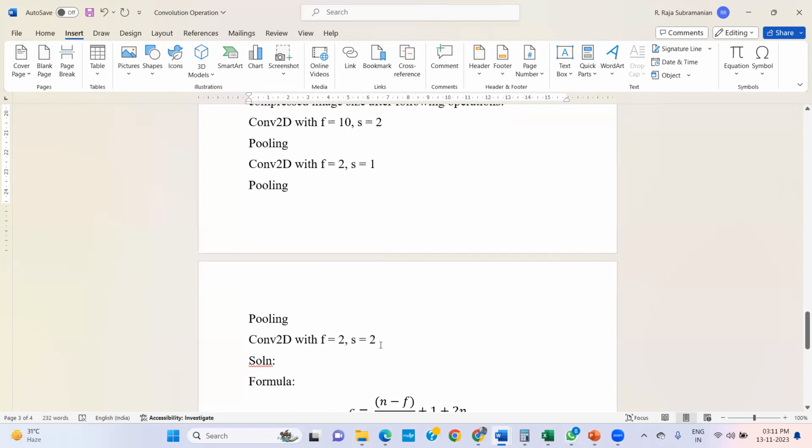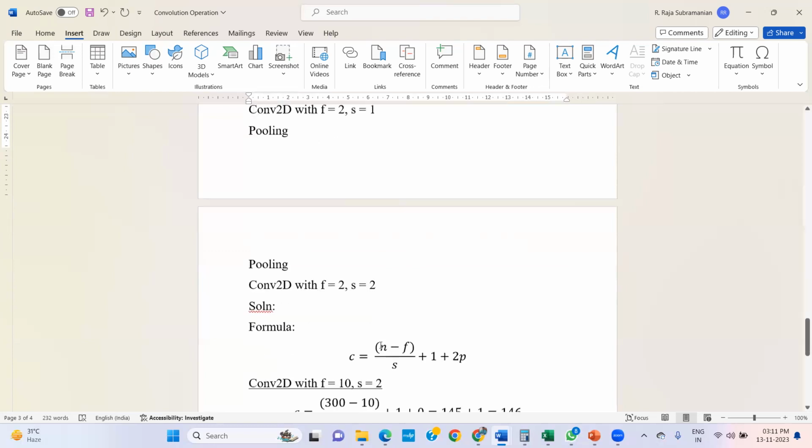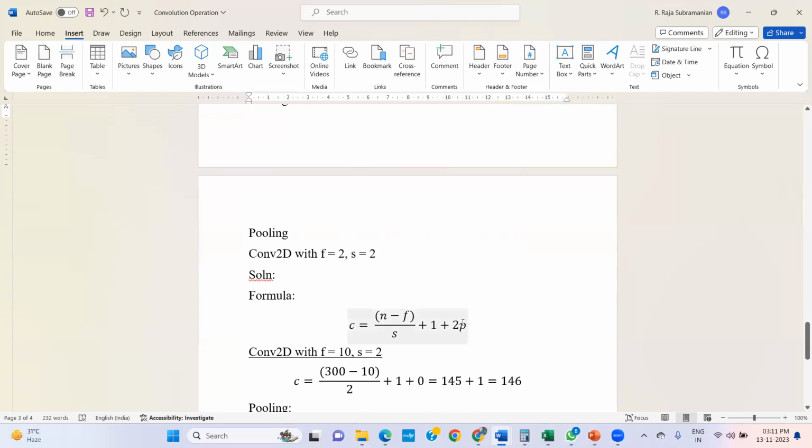Now if you see, I have 1, 2, 3, 4, 5, 6 different operations to be done in this convolutional neural network. I give an input image, first convolution, then pooling, convolution, pooling, pooling, convolution. So see how the network goes on. Practically, before you go, you have to mathematically understand what the activation map will be, that is, the final resultant compressed image. For that, let me recall my formula: C equals (n minus f) by s plus 1, plus 2p. Here also I am not going with padding because it is not required, so I take p equal to 0.